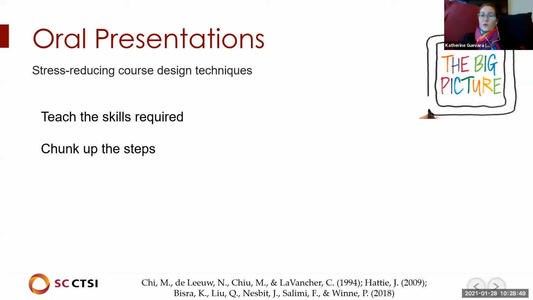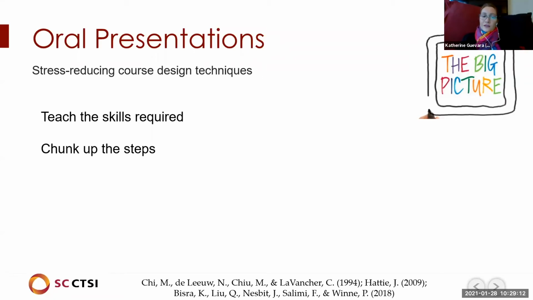So they are requiring speaking skills, public presentation skills, but now don't teach them, meaning it's not part of their learning objective. They don't teach them about the skills needed for that. And the next one is the idea of chunking up the steps. Usually we find that we just assign an oral presentation and we expect it to magically appear.